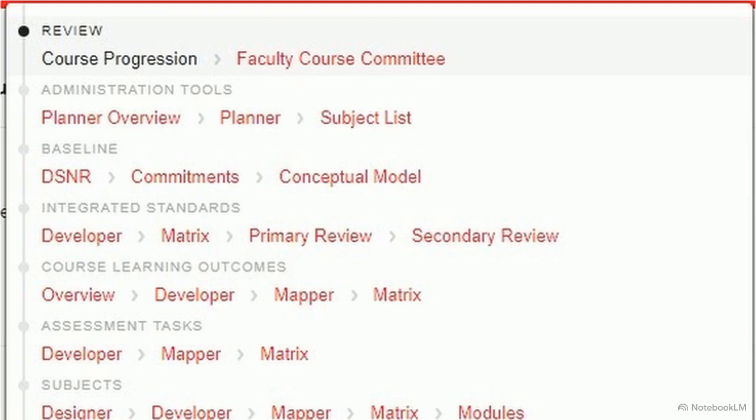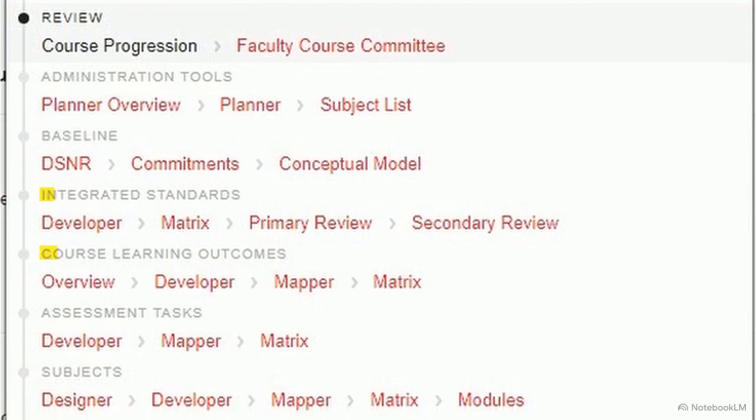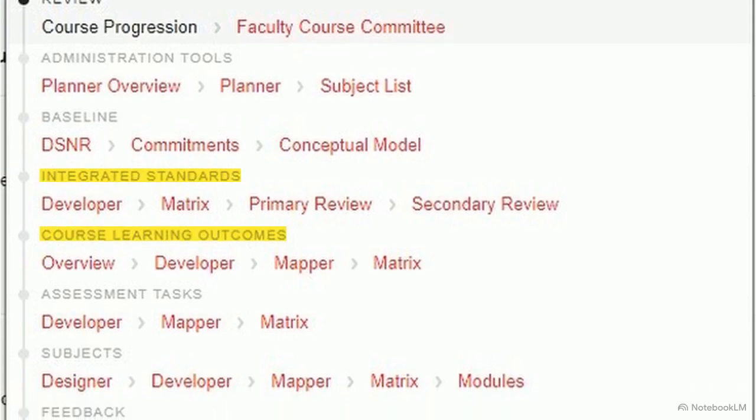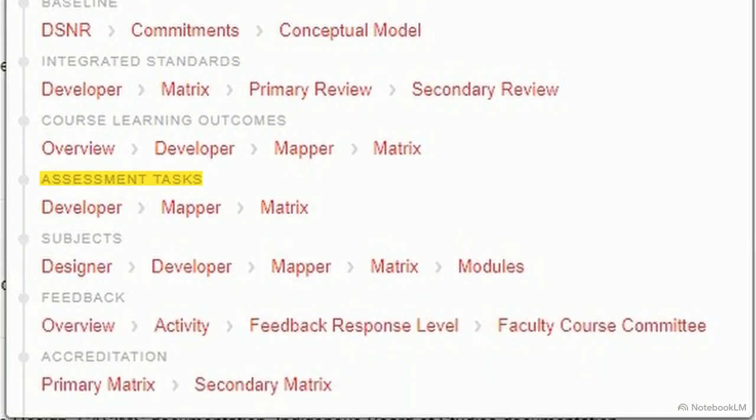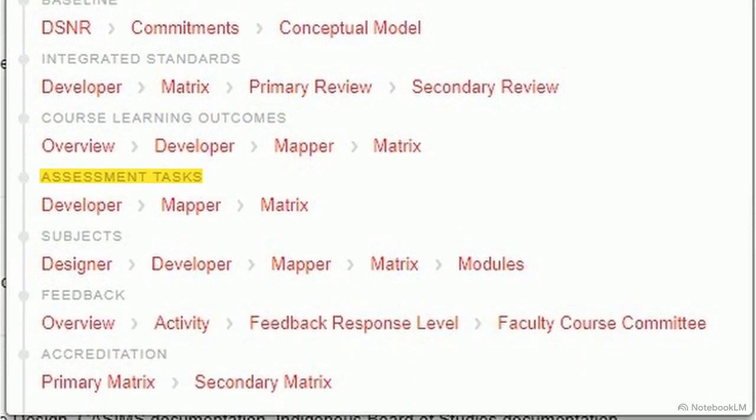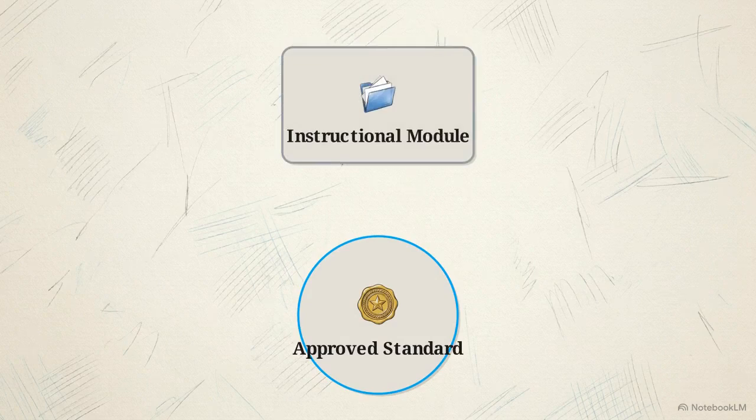This CourseSpace menu turns the abstract flowchart into a structured digital environment. Phase 1 is mirrored at the top. Users must complete integrated standards and course learning outcomes first. Immediately below, it prompts assessment tasks. The top-to-bottom interface dictates the exact chronological sequence academics follow. The underlying architecture prevents users from skipping steps.